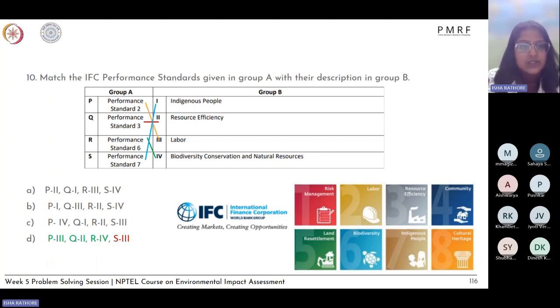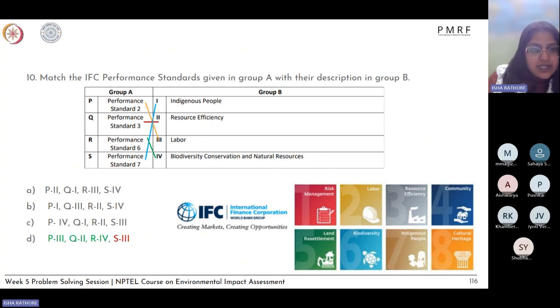Performance standard 3 deals with resource efficiency. Performance standard 6 deals with biodiversity, conservation, and natural resources. And performance standard 7 deals with indigenous people. So performance standards 2, 3, and 7 deal with the socioeconomic impact assessment, while performance standard 6 deals with biodiversity. So there's no correct option, I think, which has been mentioned. So the correct order is that P matches with 3, Q matches with 2, R matches with 4, and S matches with 1. So the options have been, I think, correctly mentioned.